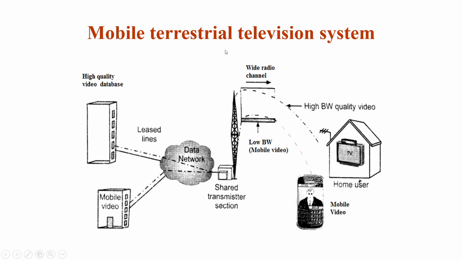In the mobile terrestrial television system, your high quality video databases are here. Leased lines connect this data network to the shared transmitter section. This is your transmitting antenna. Then there is the wide radio channel, and you transmit your mobile video with a low bit rate. So the transmitting antenna will either carry mobile video, or high bandwidth quality video which you can use on the television also, but you need to give the high bandwidth and then you will have a quality video here. So this is mobile terrestrial television broadcasting, where transmission takes place terrestrially.